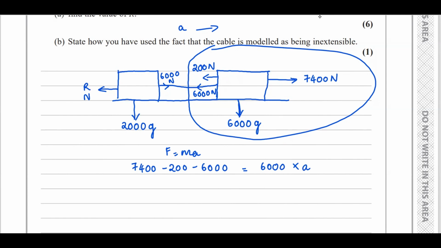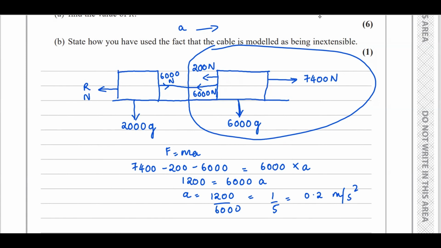So 7,400 minus 6,000 is 1,400. 1,400 minus 200 is 1,200. So 1,200 is equal to 6,000 a. So therefore a will be 1,200 divided by 6,000, which is equal to 1 by 5, or can be written as 0.2 meters per second squared. So we got the acceleration from the second part of the diagram, which is basically the tractor part.